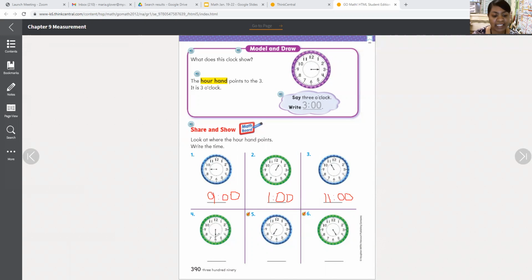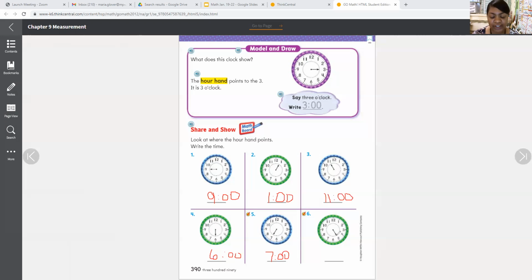Our shorthand is pointing towards the 6, so it is 6 o'clock. 6, colon, and our 2 zeros. Our shorthand is pointing to the 7. Remember that shorthand is an hour hand. 7 o'clock. 7, our colon, 0, 0, 7 o'clock.